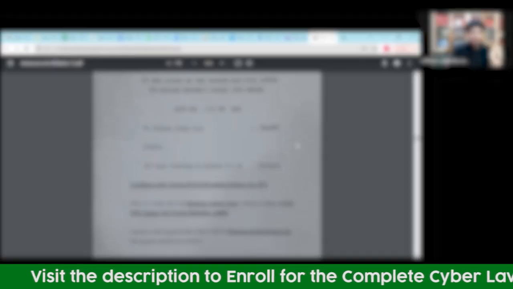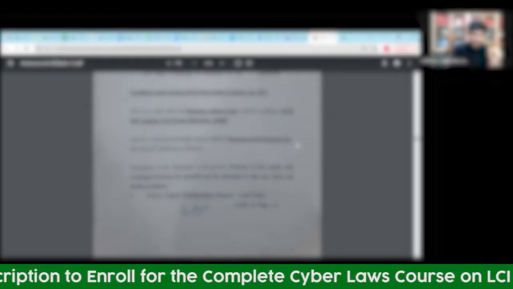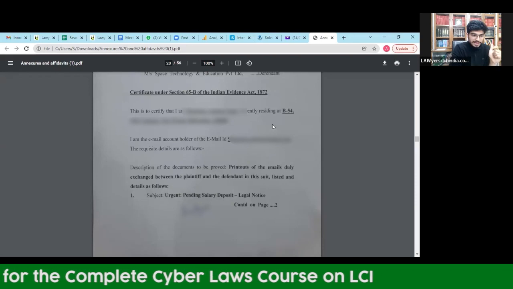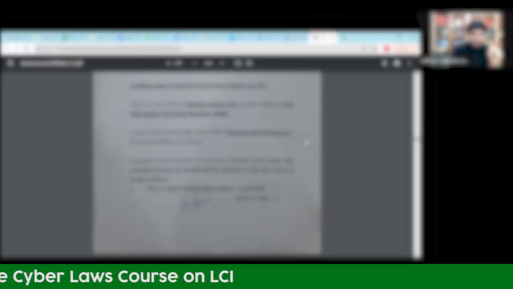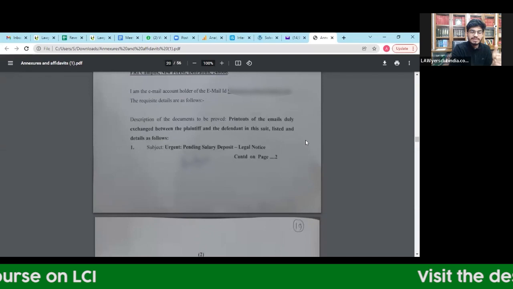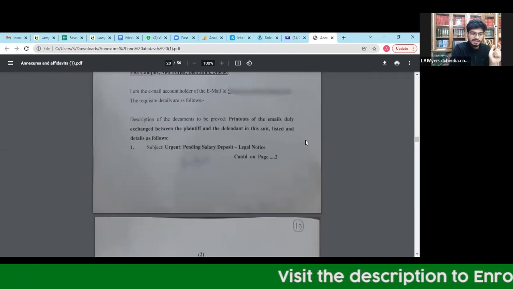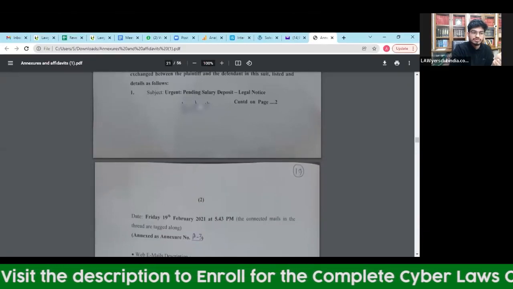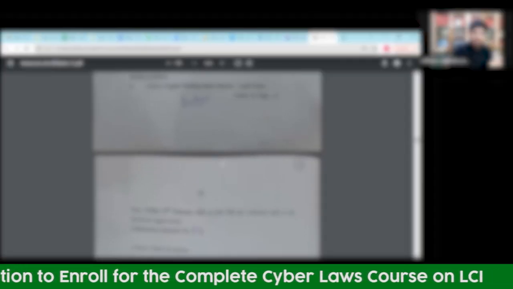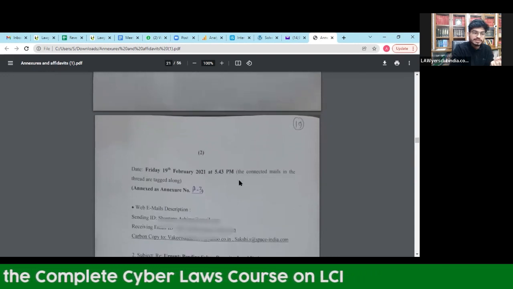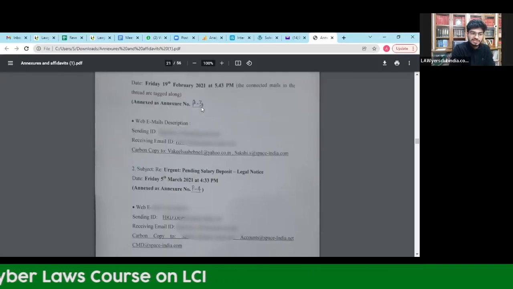So here the names of the parties and everything is okay. Later on, this is about the emails that were exchanged between the parties. So here we put out the relevant details of the email also. We put out the subject of the email, then the exact date and time of the email, then what annexure it is, then the email description, the email IDs, then the CCs that have been sent, the BCCs that have been sent. All these we have to put out there.